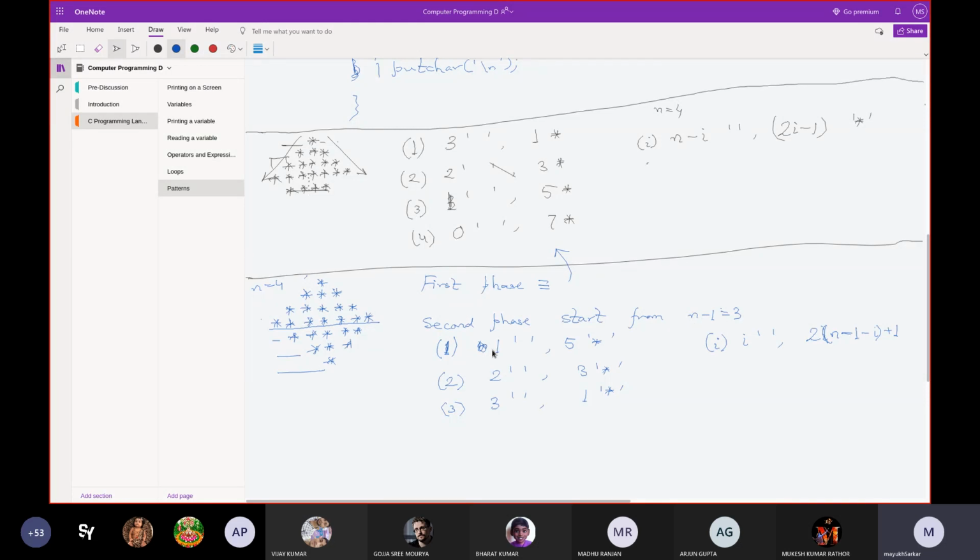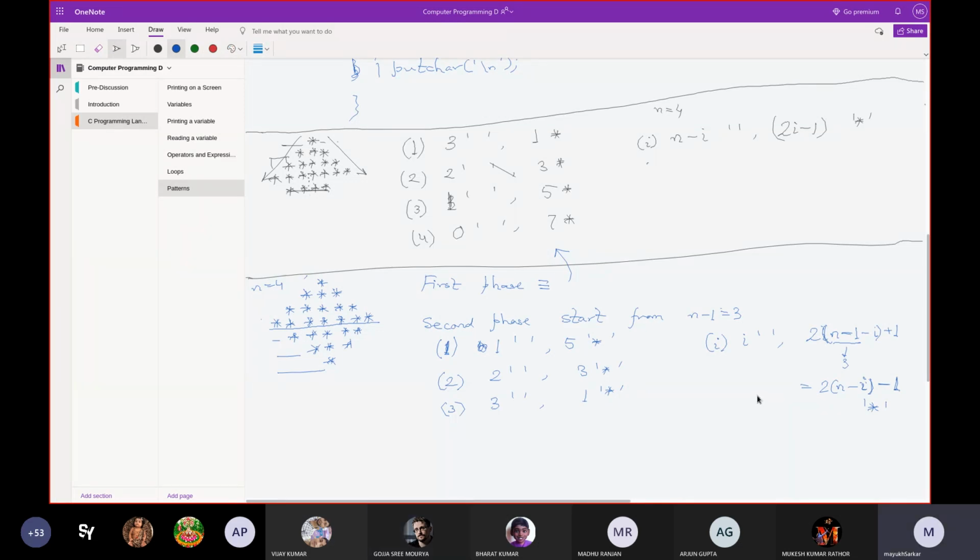When n minus 1 is 3 and i is equal to 1, so 3 minus 1 is 2, 2 into 2 plus 1, 5. When i is equal to 2, 3 minus 2 is 1, 2 into 1 plus 1, that is 3. So in fact, we can write this as 2 into n minus i minus 1. This is just a calculation of this, so this should also work. So there will be i number of spaces and this many number of stars. Is the logic clear to all of you till now?